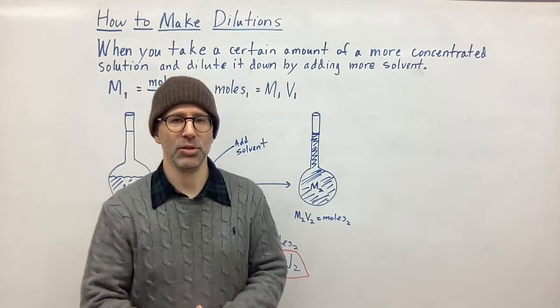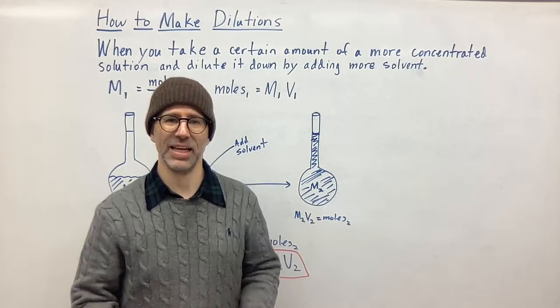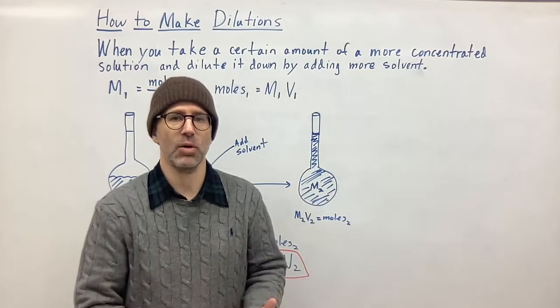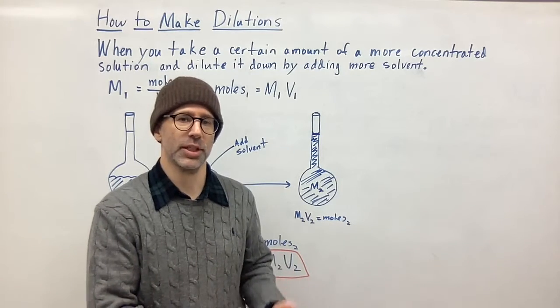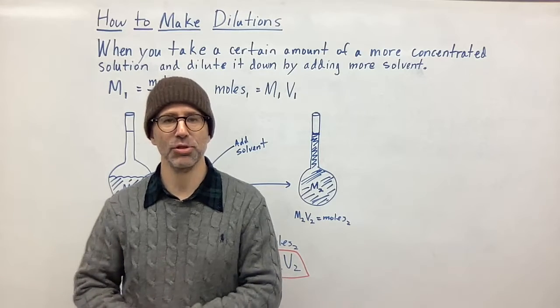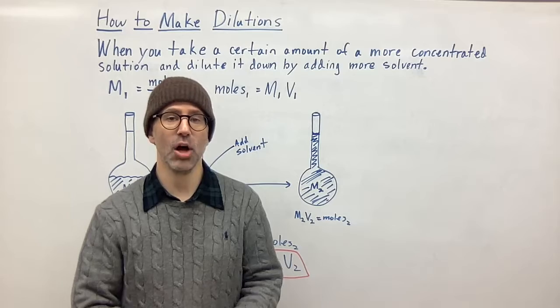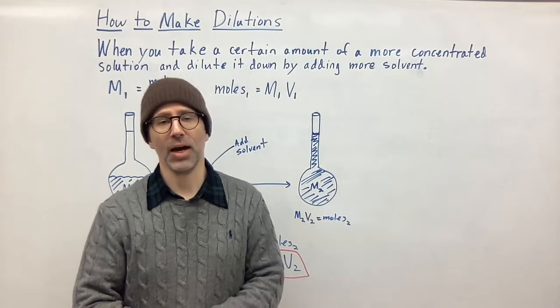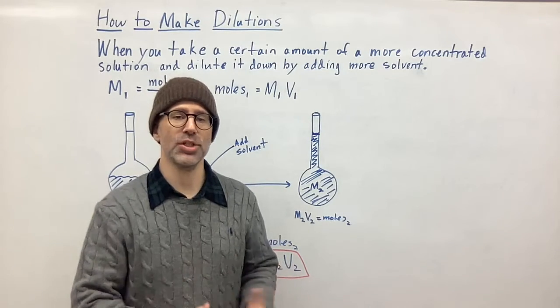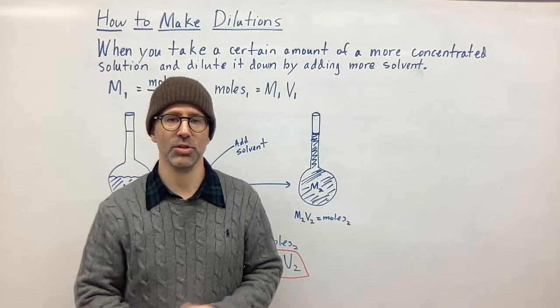When you're making dilutions, basically, as the name implies, you're diluting one more concentrated solution into a less concentrated solution by adding more of the solvent. Usually, again, that solvent is water, but not always. But you're adding more solvent to your given solution.